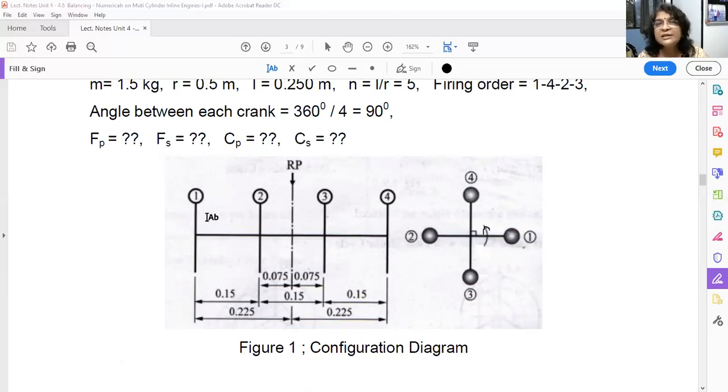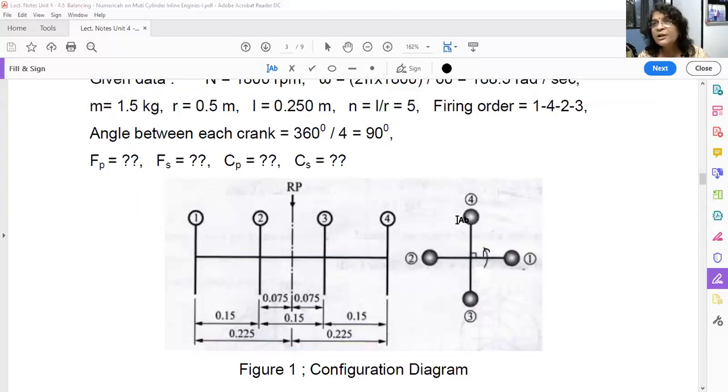So these are the cylinders 1, 2, 3, 4. These are always shown like this, whatever the firing order may be. Along the length of the crankshaft, we show the cylinders like this only: 1, 2, 3, 4. In side view, we have to show these cylinders as per the firing order, correct? Because based on this only, we are going to draw the force polygon and couple polygon.